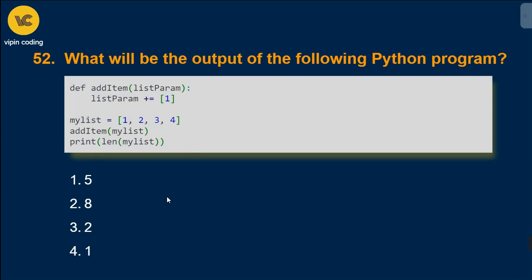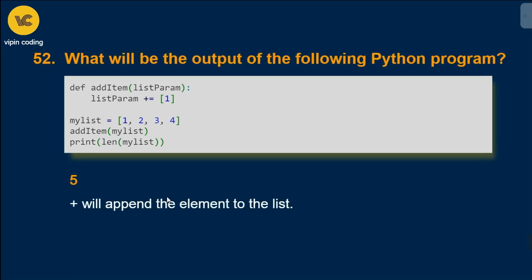Next question is, what will be the output of the following Python program? Define add_item(list_param), list_param += 1. my_list = [1, 2, 3, 4], add_item(my_list), and print the length of my_list. Then what will we get as the output for this code? Your options are 5, 8, 2, 1. The answer for this question is 5. Plus equals will append the element to the list.